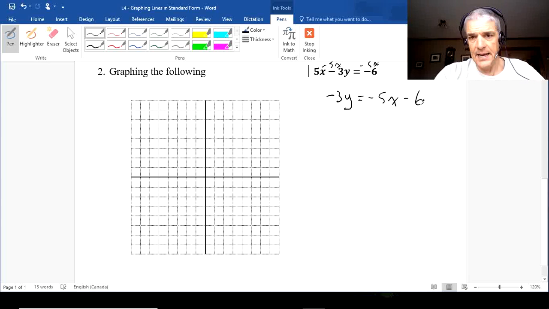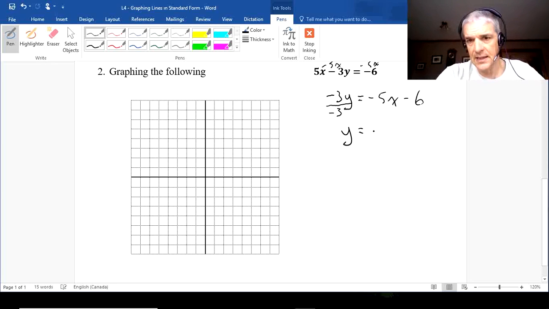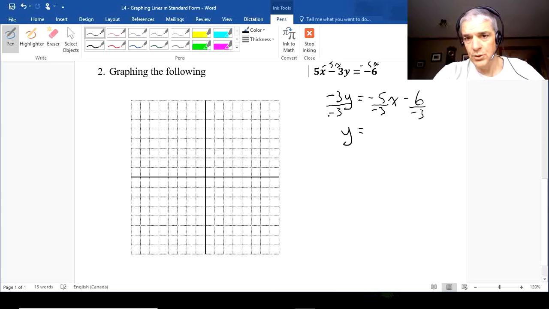Now I'm not done because this time I have a minus 3 in front of the y, and I have to get rid of it. And so the best way to get rid of it is just divide it by minus 3. And that's going to leave me with y here, which is exactly what I want. But now I have to divide this by minus 3, and I have to divide this by minus 3. Everybody gets the same thing. Remember, when you do something to one side of the equation, to keep it balanced, we have to do the same thing to the other side.